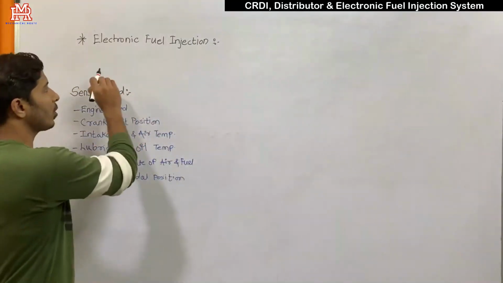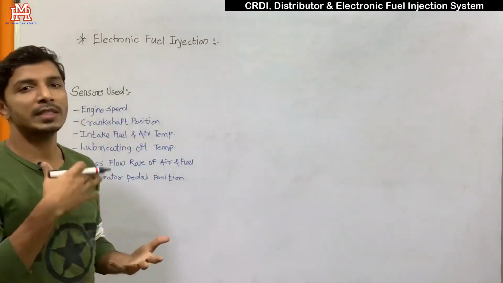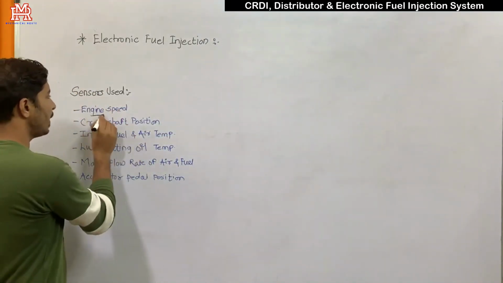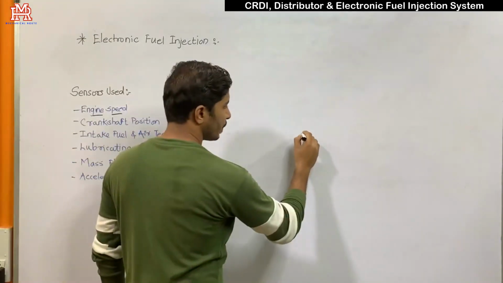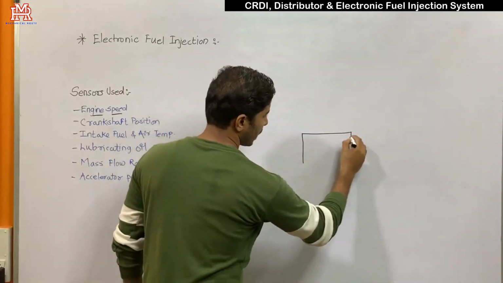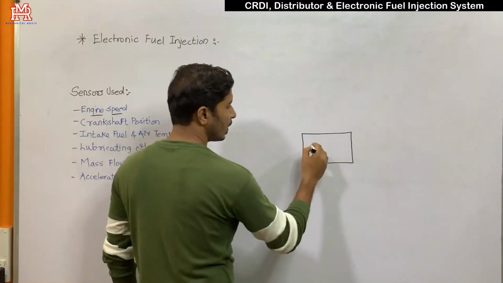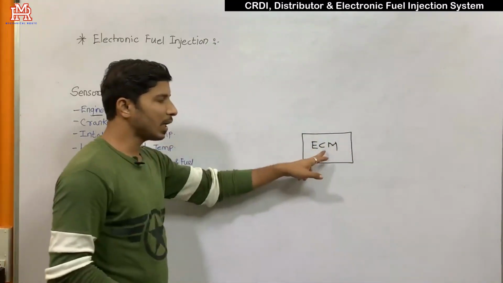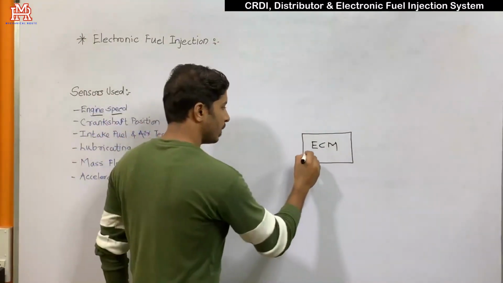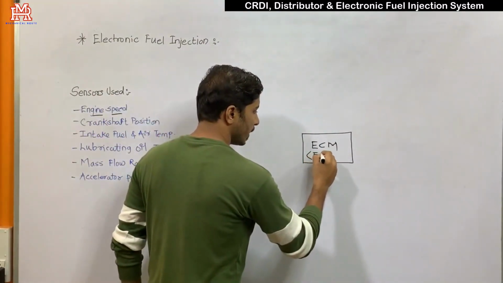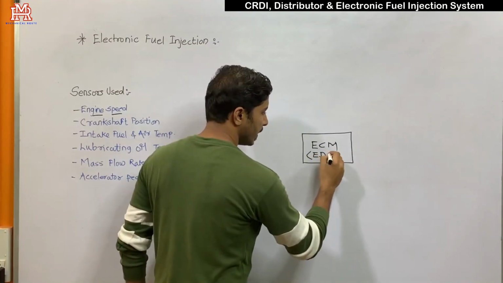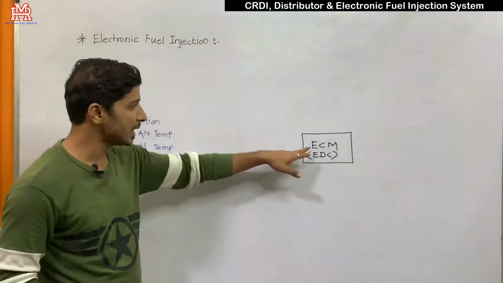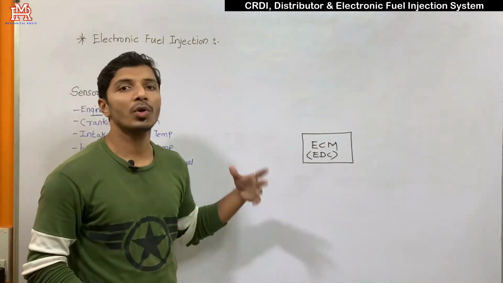As far as this electronic module is concerned, it may have different sensors, like I have written a few of them, such as engine speed. We can call this unit the ECM, electronically controlled module. Sometimes it is called the EDC, electronic diesel control, and sometimes you can call it the ECU, electronically controlled unit.